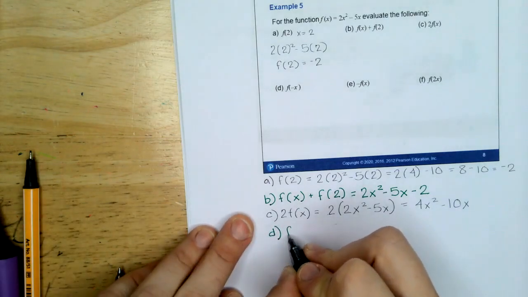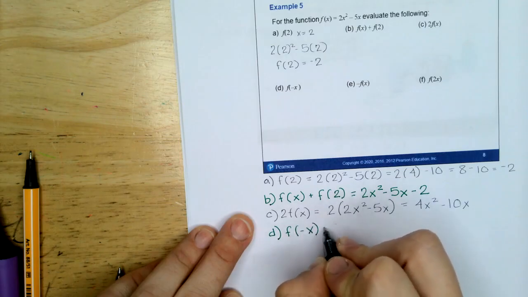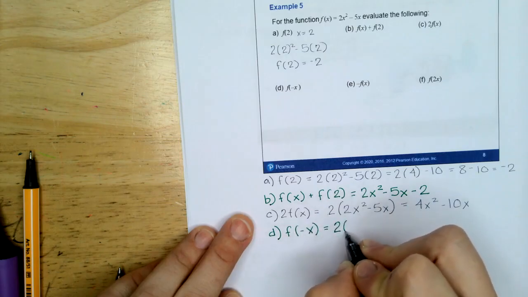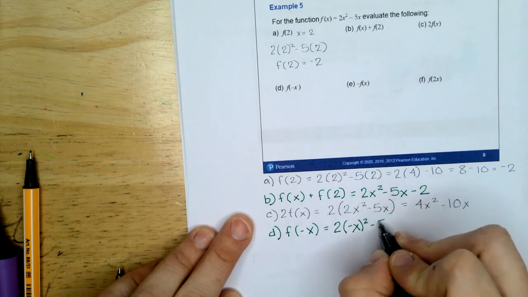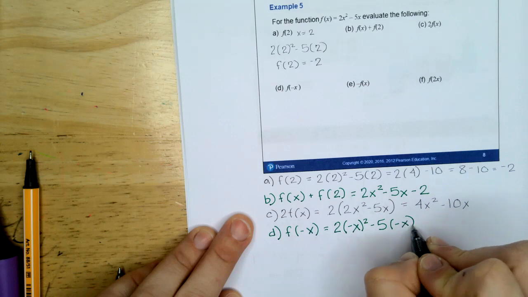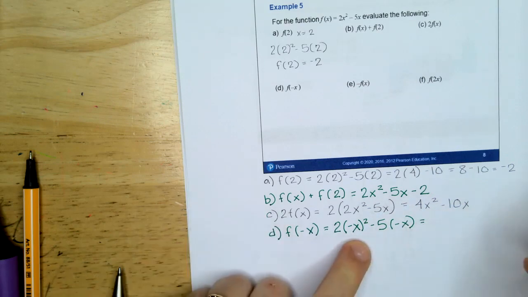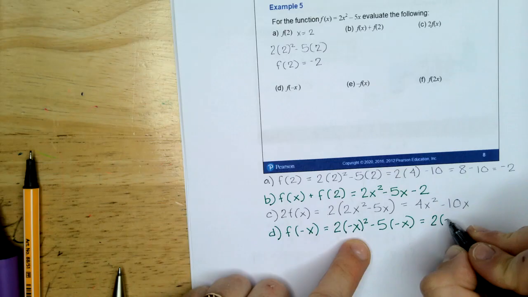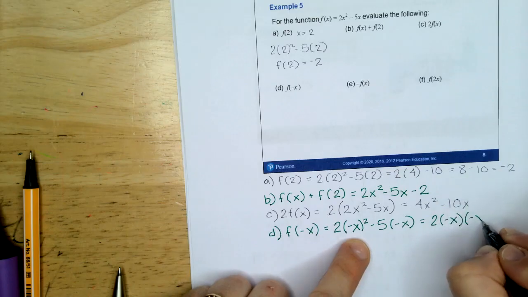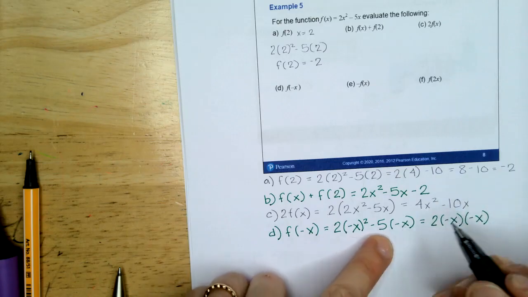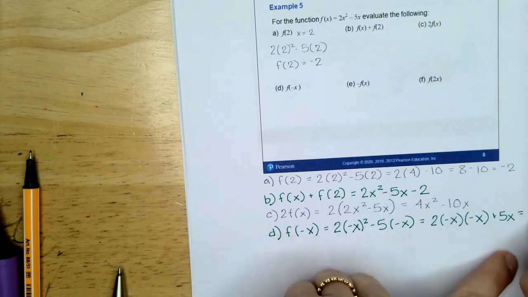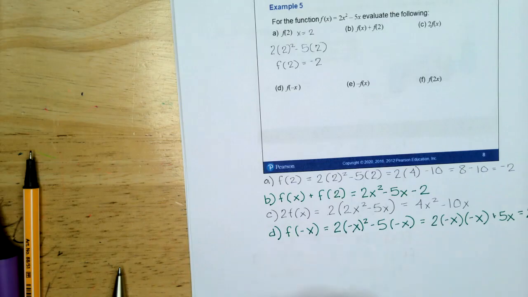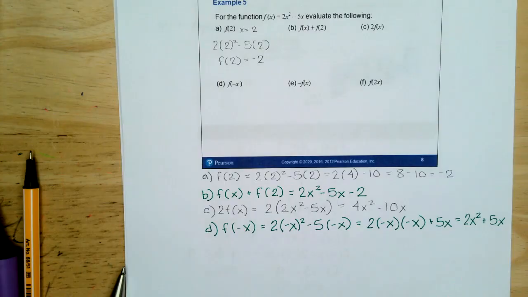D asks for f of negative x. All we're going to do is take that 2 times negative x squared minus 5 times negative x. A negative x squared is just a negative x times a negative x, which is positive. Negative 5 times a negative x is a positive 5x, because negative times a negative is positive. So it's 2x squared plus 5x. Oops, sorry.